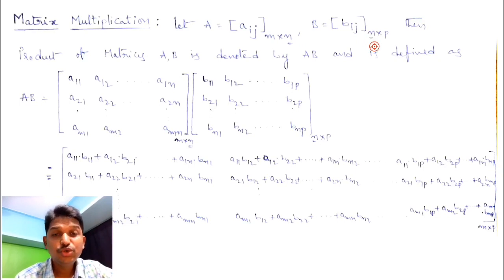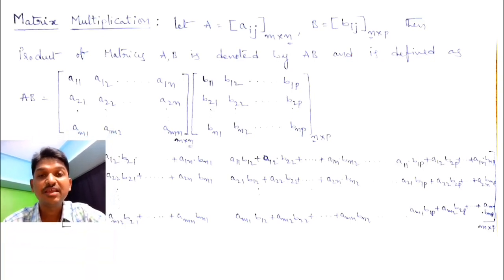What point you need to know here? To multiply 2 matrices, the number of columns in the first matrix must be equal to the number of rows in the second matrix. Otherwise, matrix multiplication is not possible. Matrix multiplication is not defined. I hope you are understanding what I am saying.